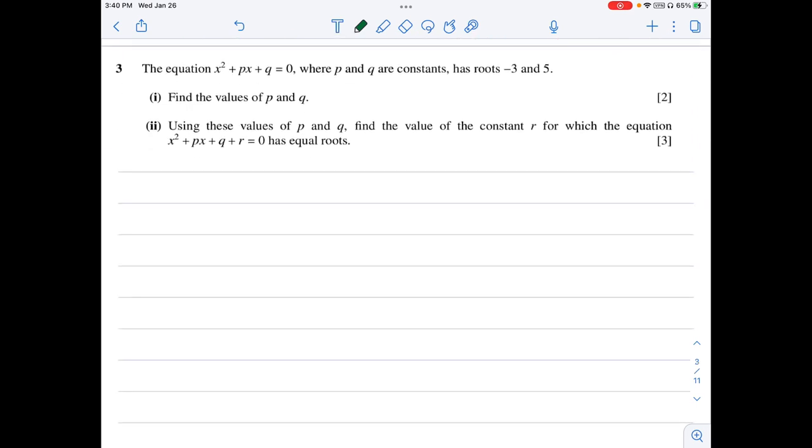Question number 3. The equation x square plus px plus q equal to 0, where p and q are constants, has the roots minus 3 and 5. Find the values of p and q. So we know that x square minus x times the sum of the roots plus the product of the roots is equal to 0. That is a condition.